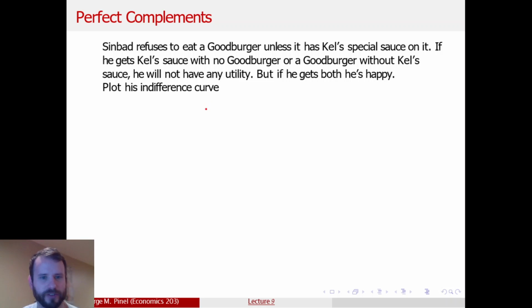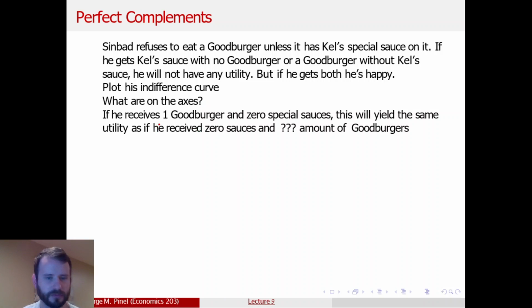Okay, so plot his indifference curve. What are on the axes? You should have the 2 goods on the axes. You should have good burgers on one axis, and sauce on the other. If he receives 1 good burger and 0 special sauces, this will yield the same utility as if he received 0 sauces and a blank amount of good burgers.